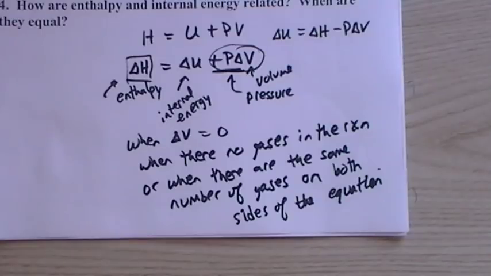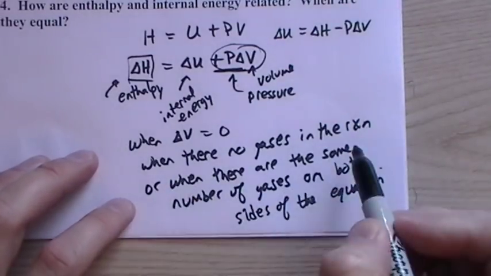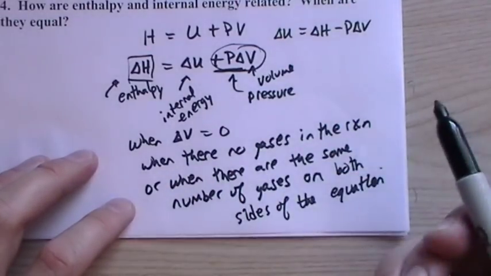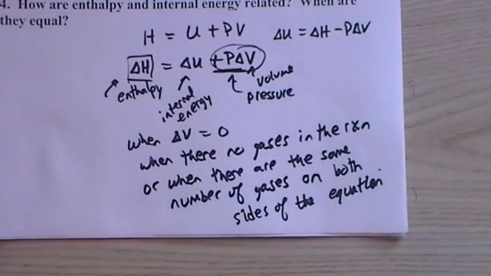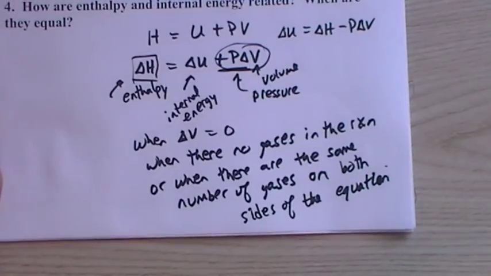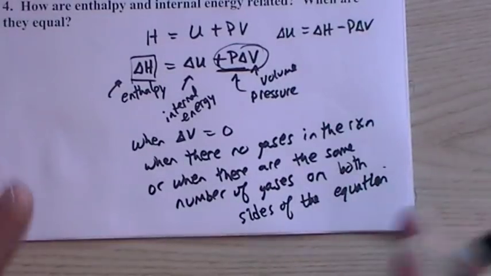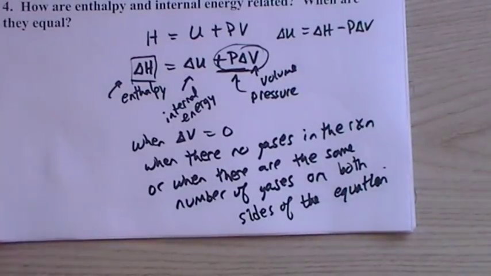So this is important because internal energy and enthalpy are sometimes the same, but most times they're different in the same system. But if there are no gases present, then there's going to be no change in volume, so they're equal to each other. Or when the same number of gases are on both sides, since all gases, by the ideal gas law, have the same volume, then if we have 3 moles of gas on one side and 3 moles of gas on the other, even if they're different gases, the volume doesn't change, and so delta H is equal to delta U.